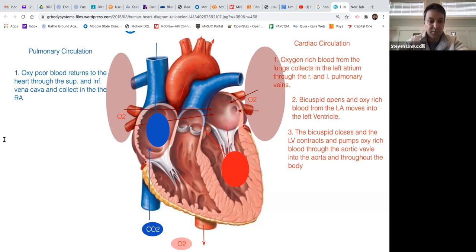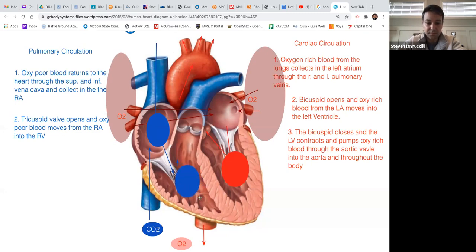Step two is just like step two on the other side. Okay, the tricuspid valve opens and oxygen poor blood moves from the right atrium into the right ventricle. So this blood is going to move into the right ventricle, because this tricuspid valve is going to open, just like on the other side. I'm actually going to leave those circles there, so we can see the flow of those circles.